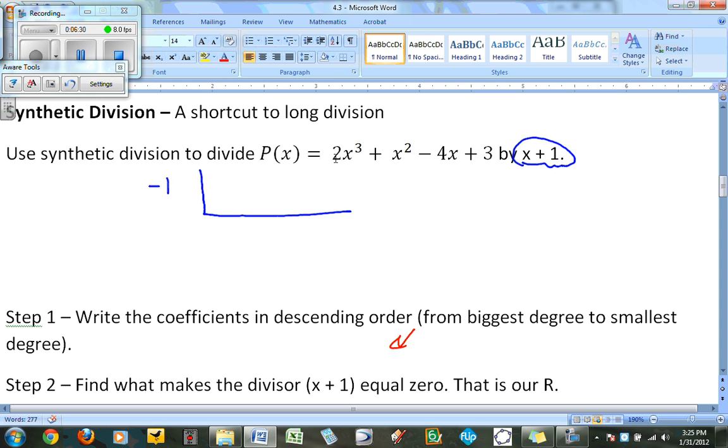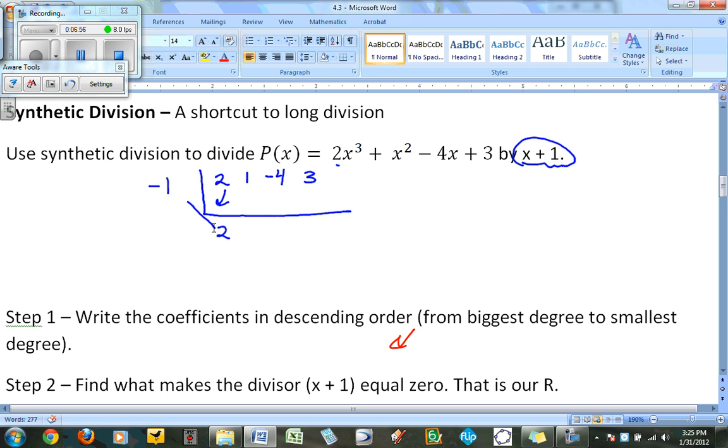And what we're going to do is deal with the coefficients. We're going to write all the coefficients in descending order. If they skip an order, so like say they didn't have an x squared here, we have to fill that box in with a 0. We have to have all of those. So this first one is going to be 2. This will be 1. This will be -4. And this will be 3. They didn't skip any, so we don't have any zeros. The first thing we do, we bring down a 2.